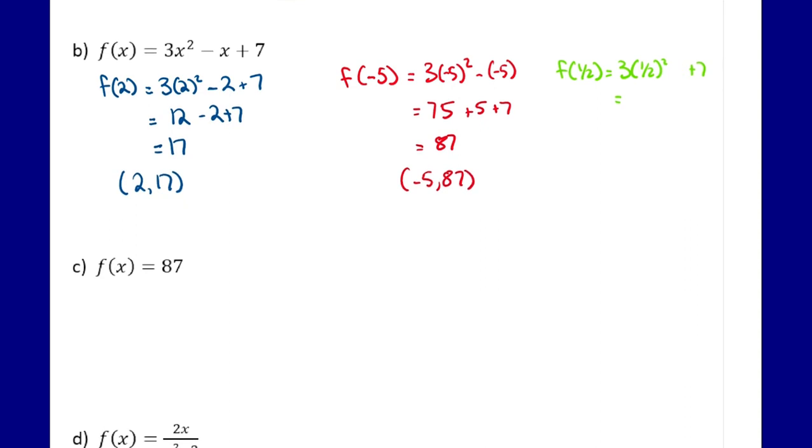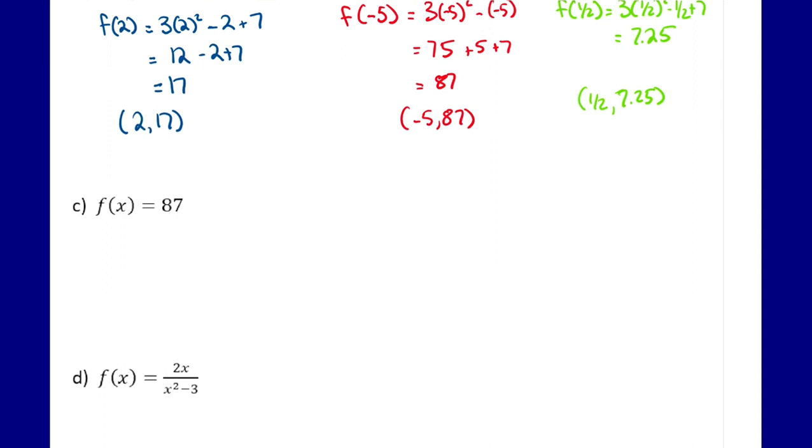Forgot there's the x value, so I need to plug that in. So minus 1/2. So 3 times 0.5, or 1/2 squared, minus 1/2 plus 7. We get 7.25. So we have the point (1/2, 7.25). So again, all it's telling us to really do is plug in a value for x and solve.